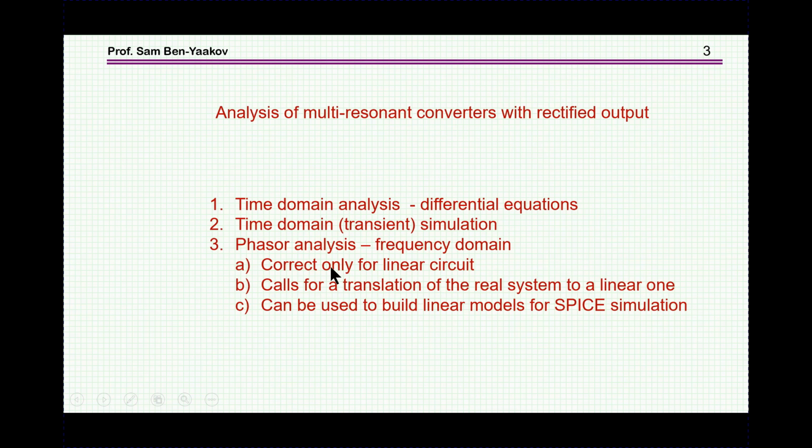More interesting is a way to do a phasor analysis, which is very intuitive, very easy to do. That is more frequency domain analysis. But unfortunately, phasor analysis is correct only for a linear system or linear circuit. And of course, a converter with a rectifier is not a linear system. So you just cannot use it as is to run a phasor analysis. So it calls for some sort of a translation of the real system to a linear one. And there are many, many ways to do it.